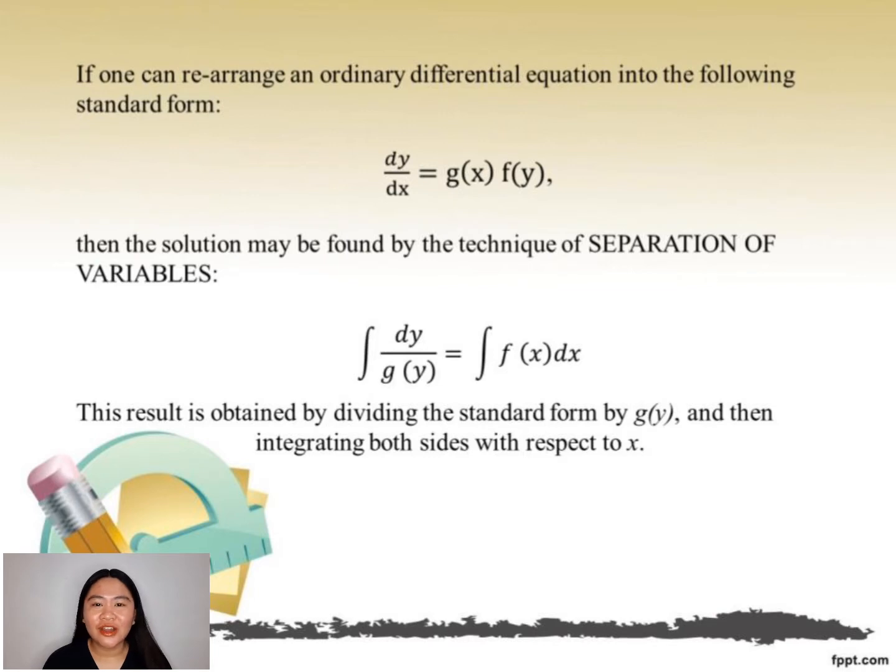If one can rearrange an ordinary differential equation into the following standard form, dy with respect to x equals g of x f of y, then the solution may be found by the technique of separation of variables, with the integral of dy over g of y equals the integral of f of x dx. This result is obtained by dividing the standard form by g of y and then integrating both sides with respect to x.